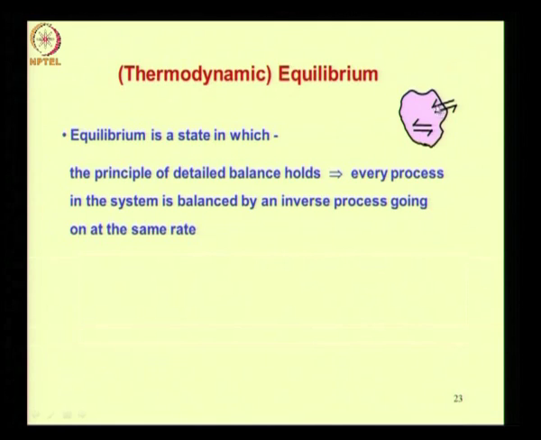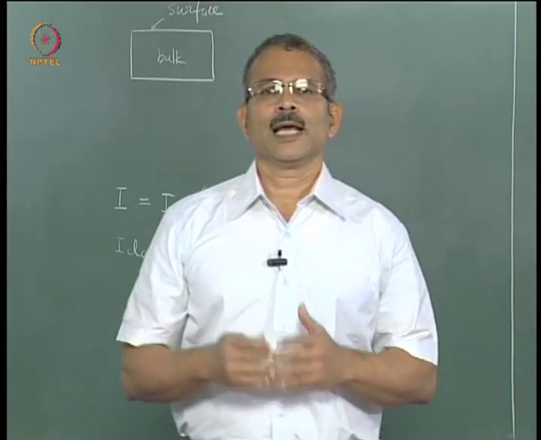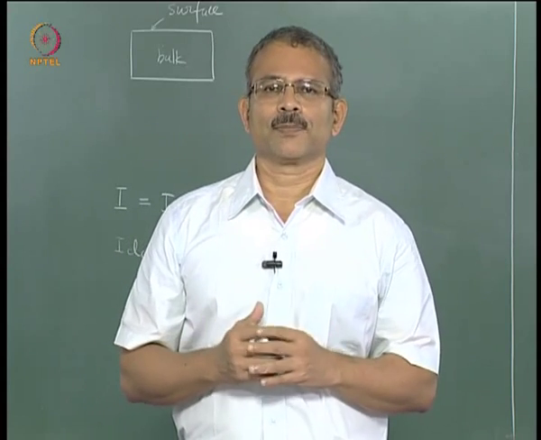The arrows here indicate the inverse processes going on. So for every process, an arrow in one direction, you have an arrow in the opposite direction. So this shows the balance between two processes going on at the same rate. Now this process could be between the semiconductor and the environment, or within the semiconductor itself from one point to another point. So this pictorial depiction is useful because it helps us to remember the definition in words.